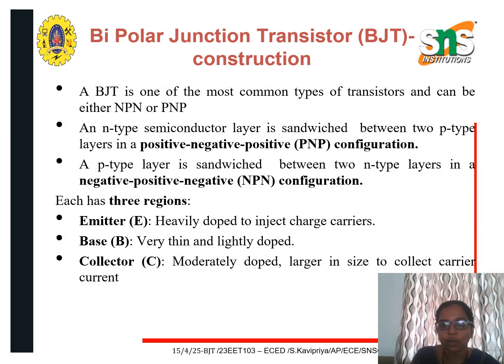And next is the construction of this BJT. BJT is one of the most common types of transistor. It can be an NPN or it can be a PNP. In case of NPN, a P-type layer is sandwiched between two N-type layers. In case of the PNP, an N-type layer is sandwiched between two P-type layers. We have three regions in case of this BJT. They are emitter, base and collector. Emitter is heavily doped to inject the charge carriers. Base is very thin and it is lightly doped. Collector is moderately doped but larger in size to collect the carrier current.